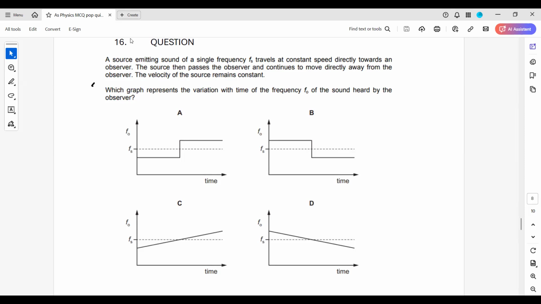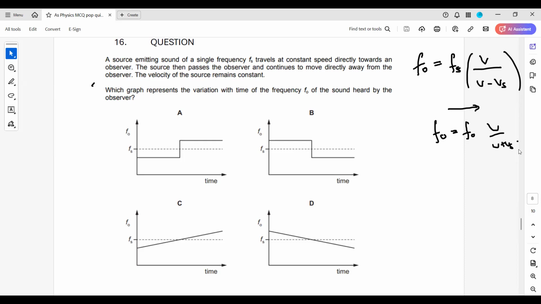If you want to work out the frequency observed, it is the frequency of the source times the speed of the wave divided by the speed of the wave minus the speed of the source, if it is moving away. But if it is moving towards, the denominator will get larger if the source is moving. So this is when it is moving away, and this is when it is moving towards. Usually when it is moving away, the frequency which we receive will be higher, and when it is moving towards, the frequency which we receive will be smaller.